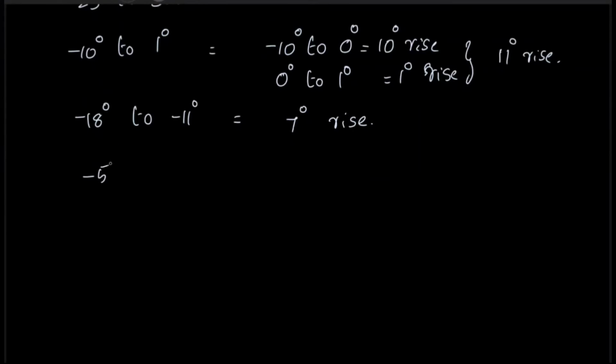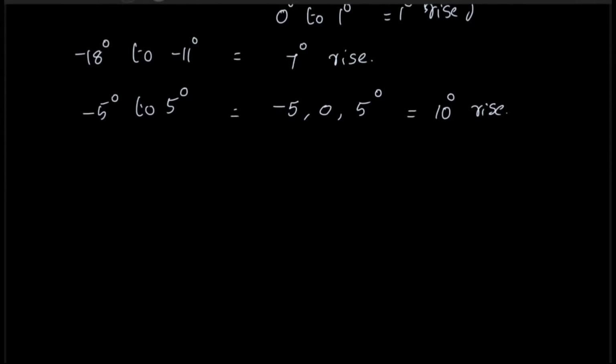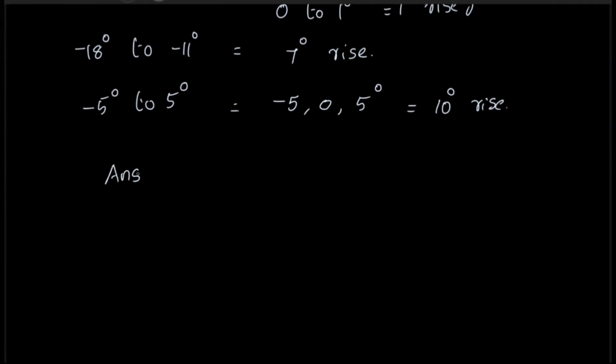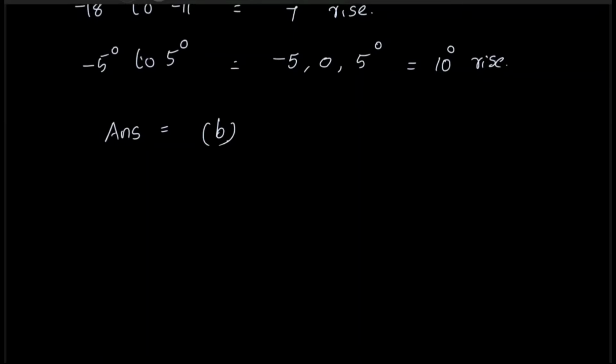Another is negative 5 degree to positive 5, that is equal to negative 5 to 0, then 0 to positive 5 degree. So it is equal to 10 degree rise. From this it is seen that the B option shows the higher temperature difference. So our answer is option B, that is negative 10 degree to 1 degree rise.